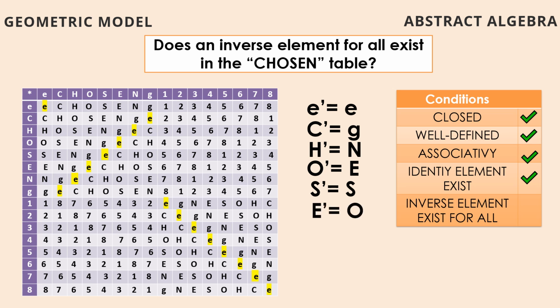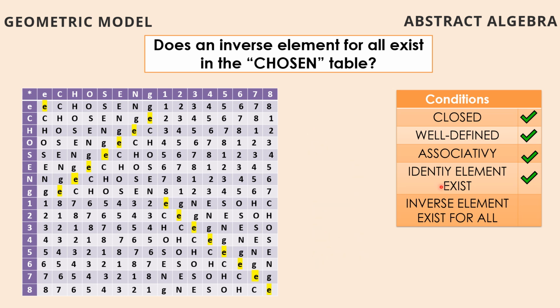E star O is equal to E, then the inverse of E is O. N star H is equal to E, then the inverse of N is H. G star C is equal to E, then the inverse of G is C. 1 star 1 is equal to E, then the inverse of 1 is 1. 2 star 2 is equal to E, then the inverse of 2 is 2. 3 star 3 is equal to E, then the inverse of 3 is 3. 4 star 4 is equal to E, then the inverse of 4 is 4.